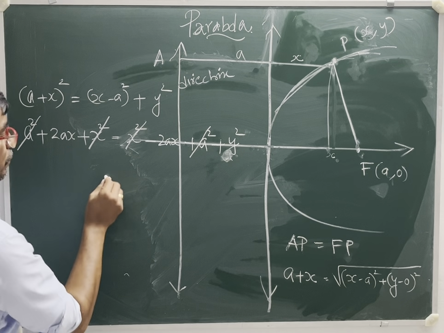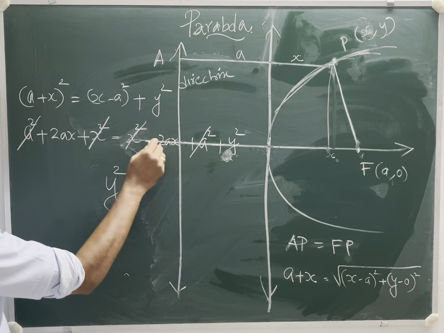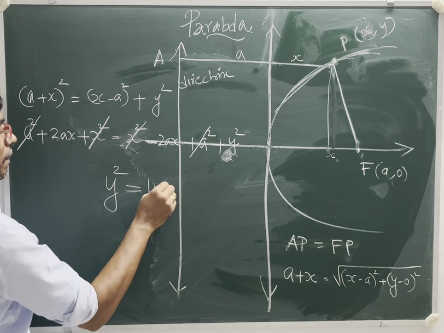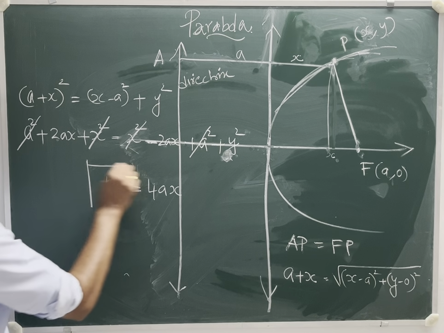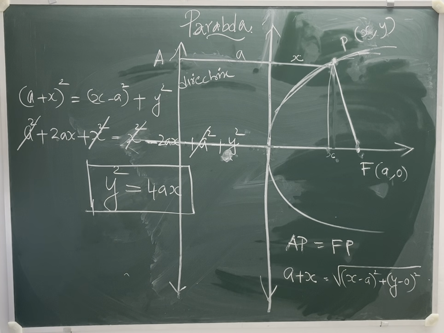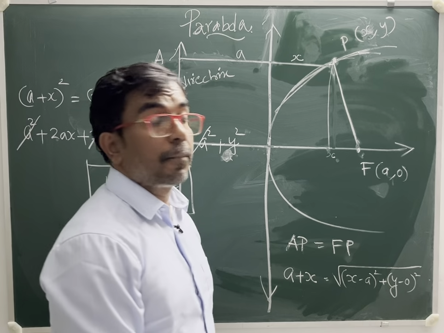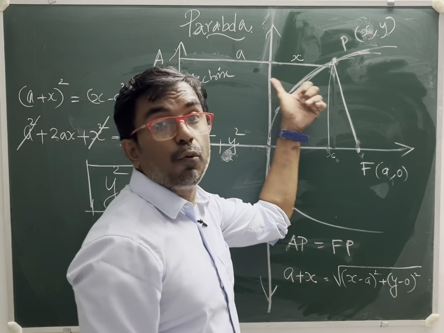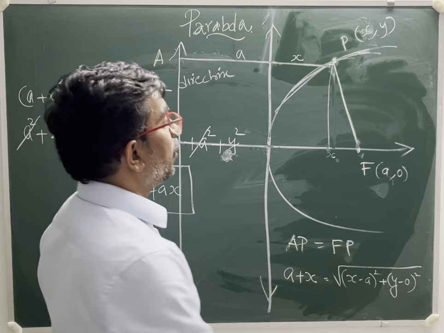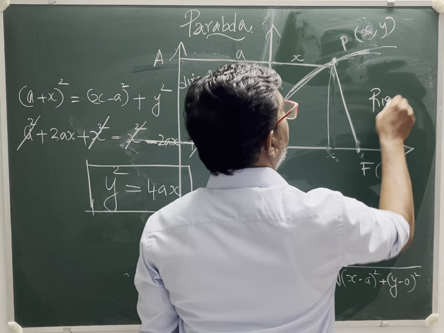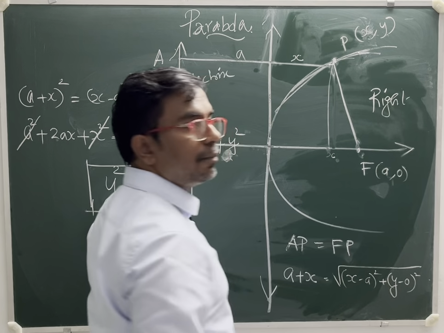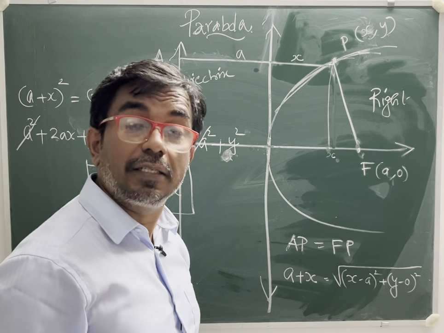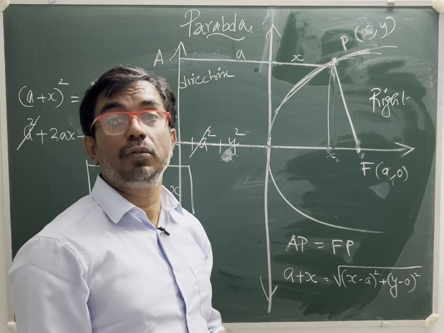So what is left on one side? Y square, minus 2ax, and when it comes to this side, plus 4ax. So y square equals 4ax will be the equation of the parabola lying on the right side of the y-axis. We may sometimes call this a right side parabola, or right parabola. Do we have a left? Yes. Do we have any other? Yes. Upside parabola, downside parabola.